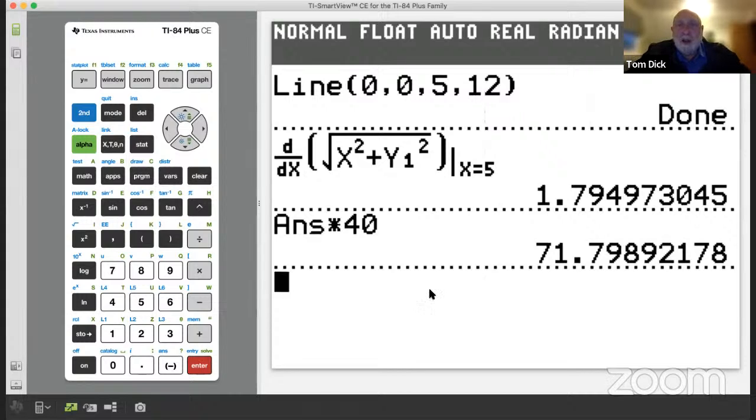But in case we lost the forest for the trees, this square root of x squared plus y1 squared is an expression in terms of x of the distance the train is from the station. We take the derivative of it with respect to x when x is 5, and then multiply by how fast x is changing with respect to time to get our final derivative. So this is how fast that distance is changing. Okay, so let me stop my share there and turn it over to Steve.